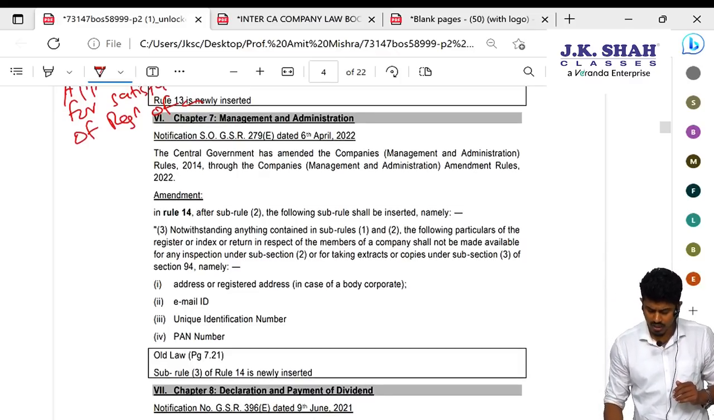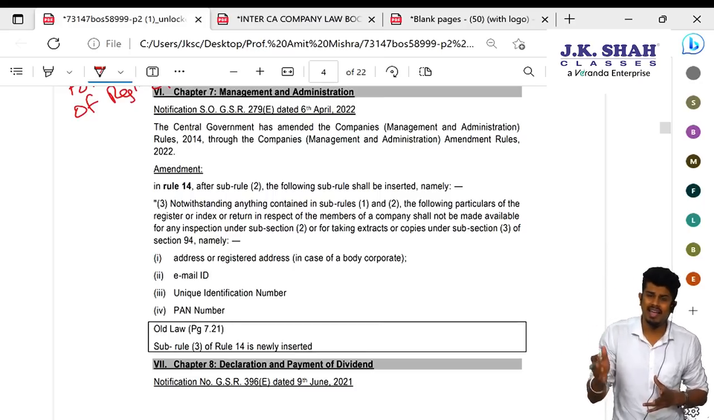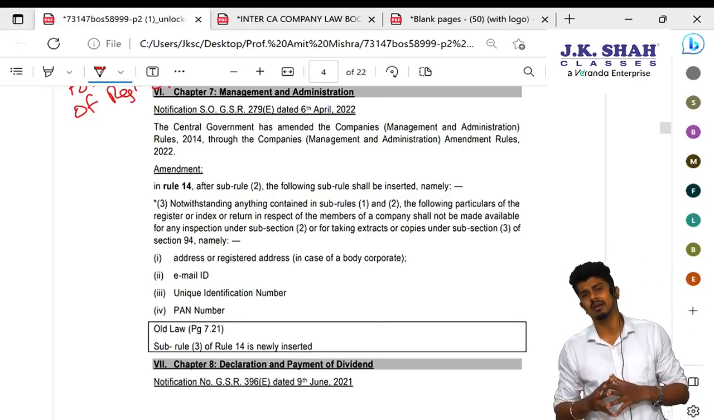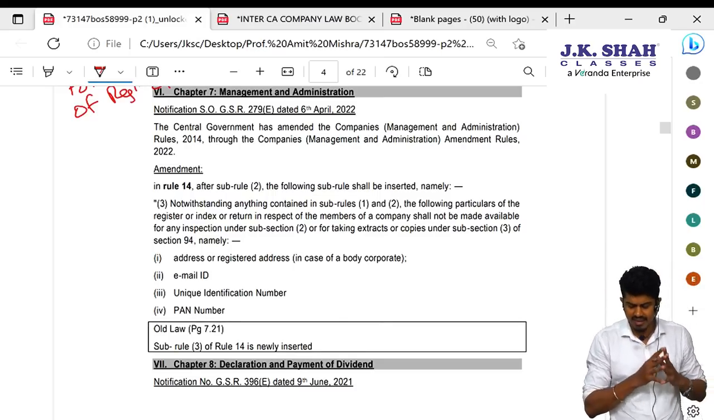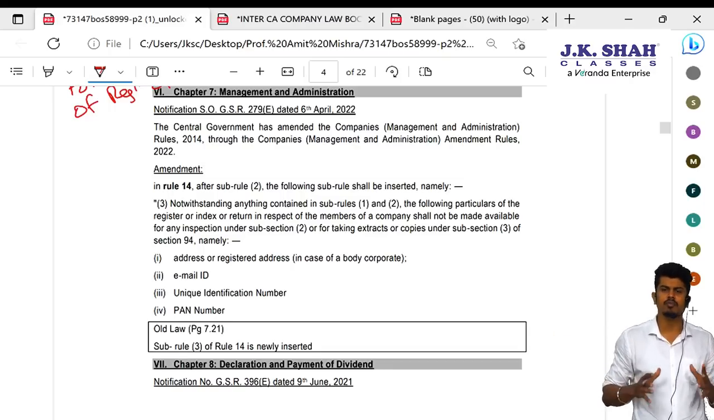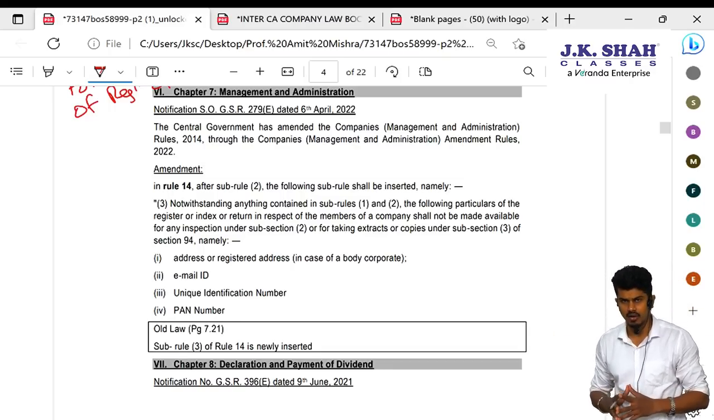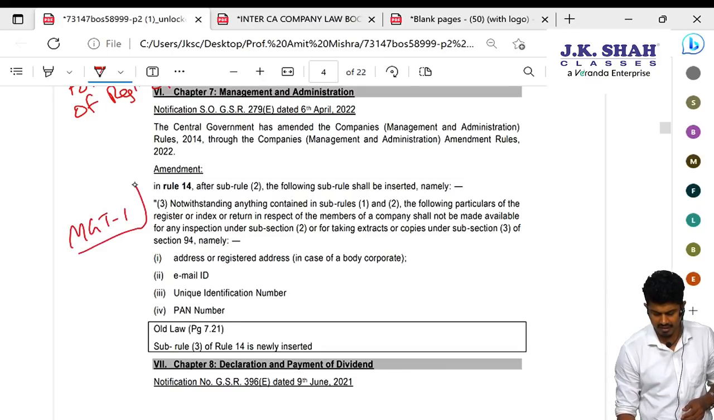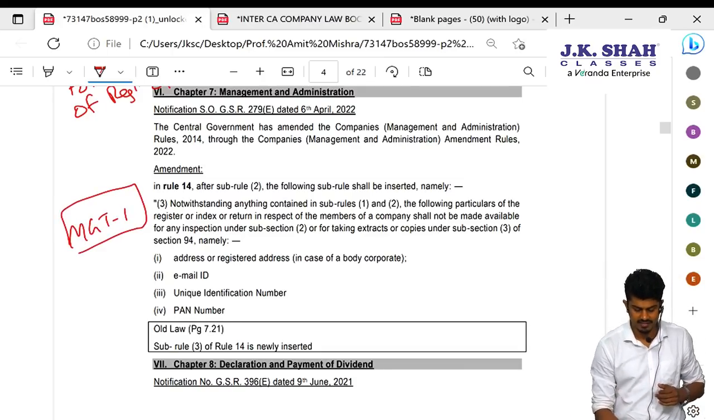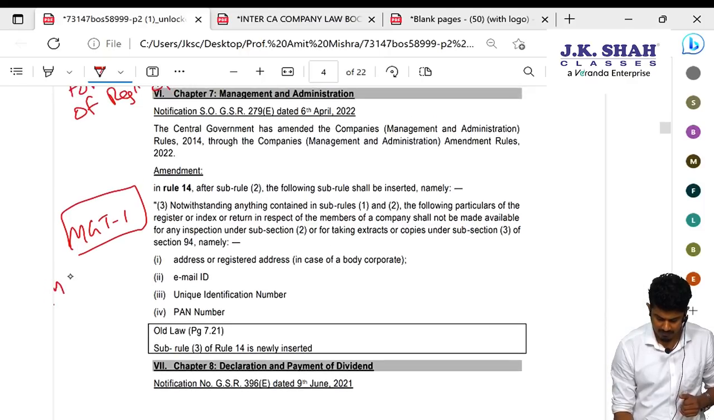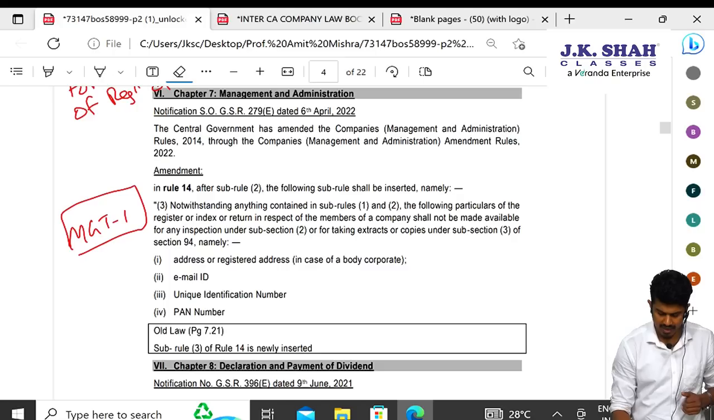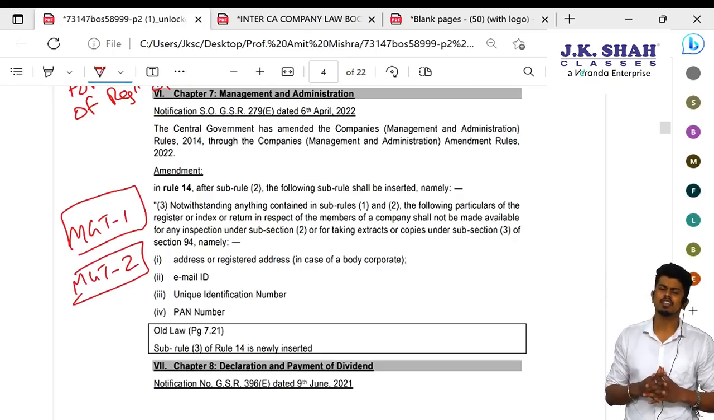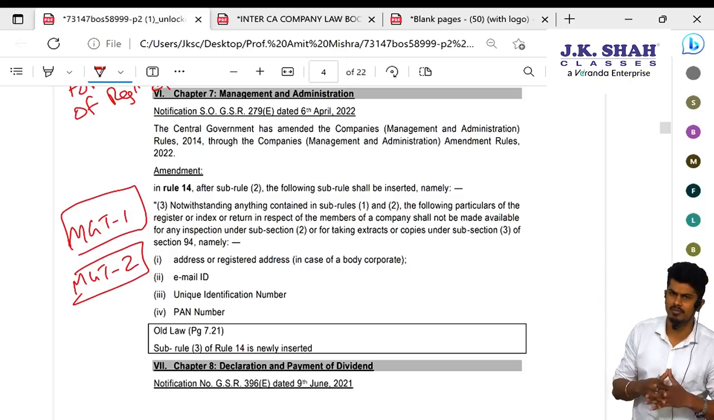Okay. So now the amendment is, as you all know, any person can inspect the register of members of the company. Yes or no? I repeat, any person can inspect the register of members of the company or register of debenture holders. Now, the company maintains the register of members in form MGT1, yes or no? And the register of debenture holders in form MGT2, yes or no? So every company maintains the register of members in MGT1 and the register of debenture holders in form MGT2.